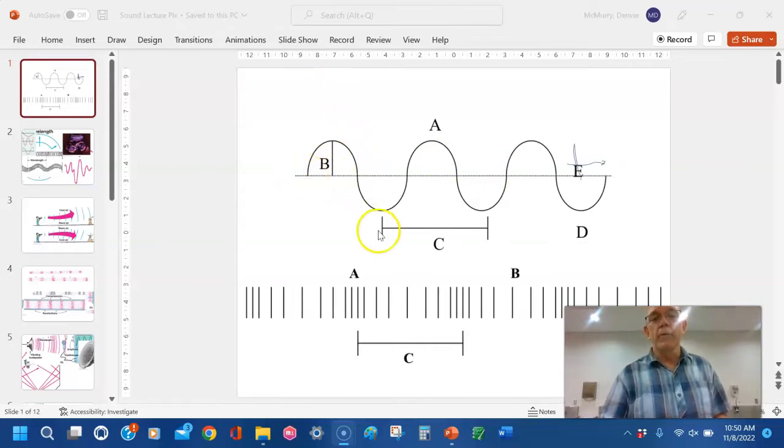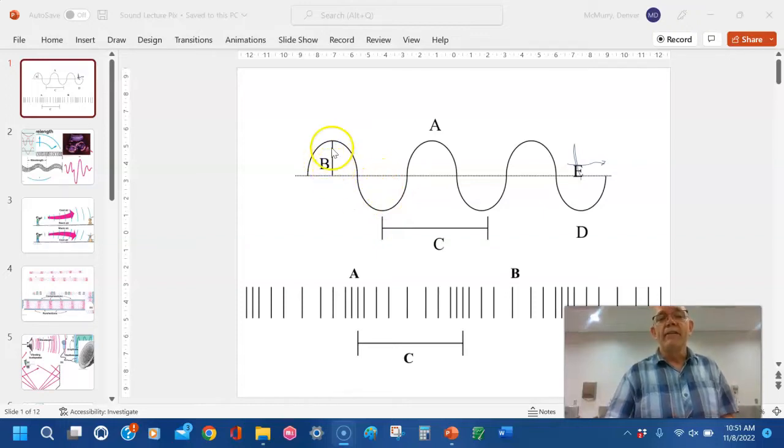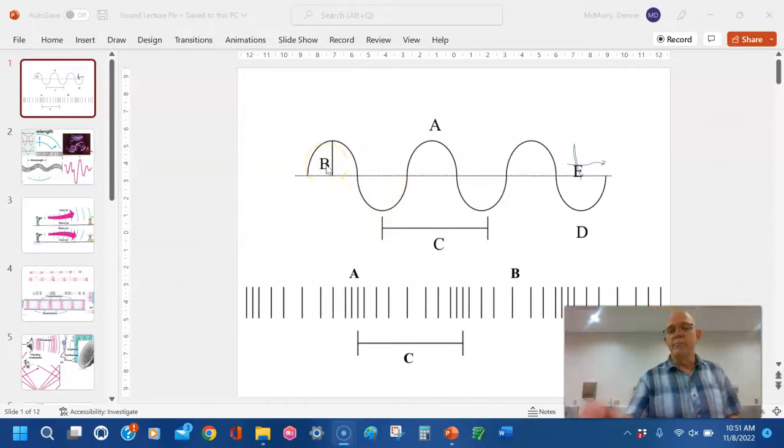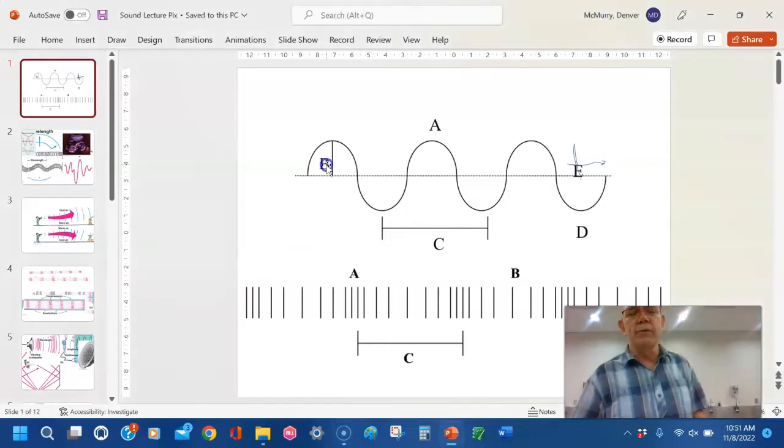Okay, then we go up and down. Notice the distance it goes above is the same as it will go below the resting place. And that distance from the resting place to the top or from the resting place to the bottom is called the amplitude, and it measures how much energy the vibrating particle has. The more it has, the more amplitude it will have.